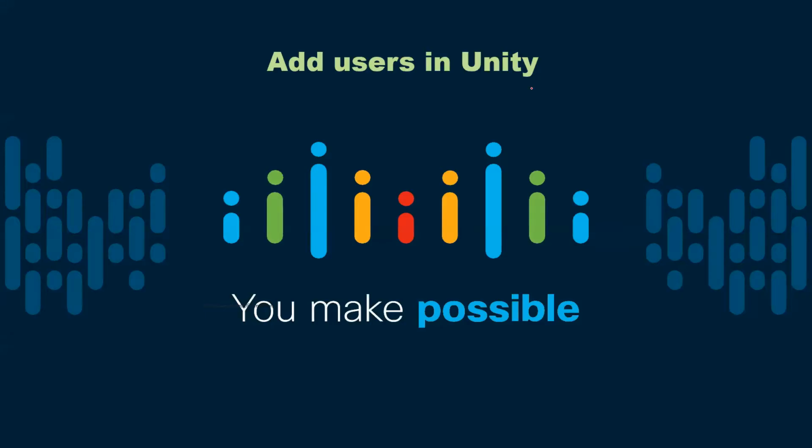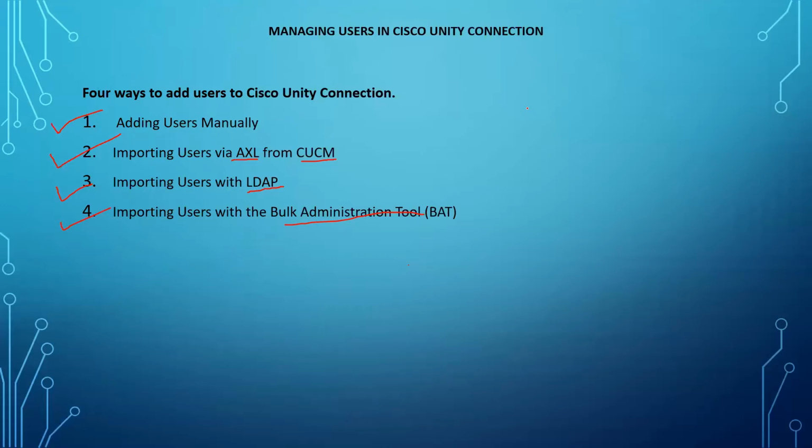So today I am continuing the same topic, that is how we can add users in Unity. In previous lectures, we discussed how to add users manually, like a user with a mailbox and a user without a mailbox. Now, in this lecture, we are going to discuss importing users via AXL from CUCM, and then we'll discuss importing users with LDAP, as well as importing users with the help of the bulk administration tool. So I'm going to create different videos for these four ways.